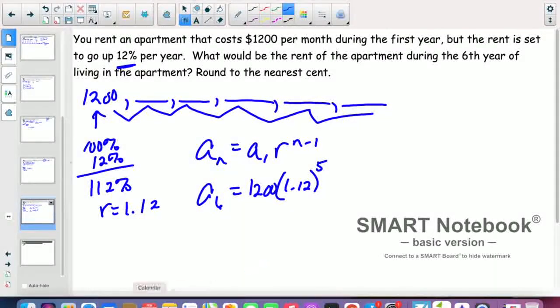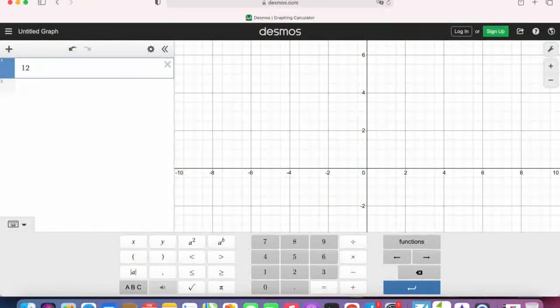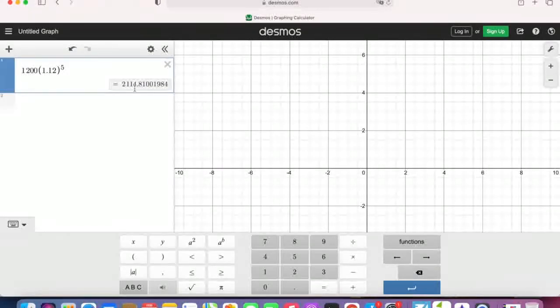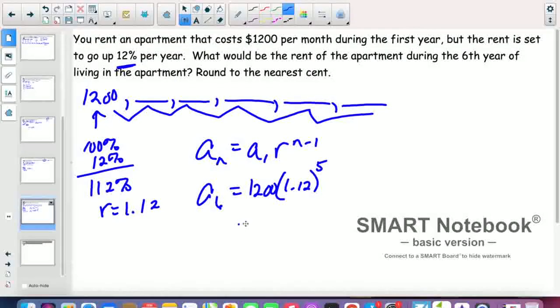I'm going to go into Desmos. My original rent is $1,200. I'm going to multiply that by 1.12, the rate of increase each year. And I'm taking that to the 5th power. That gives me 2,114.81. So my 6th year rent would be $2,114.81. That's how much rent I'm going to be paying on the 6th year if I stay that long in this apartment. If I were paying that much rent, I think I'd look into buying a house.